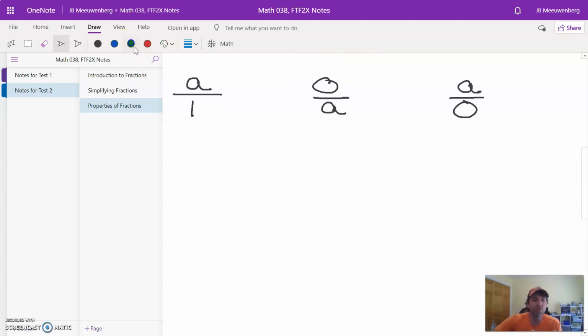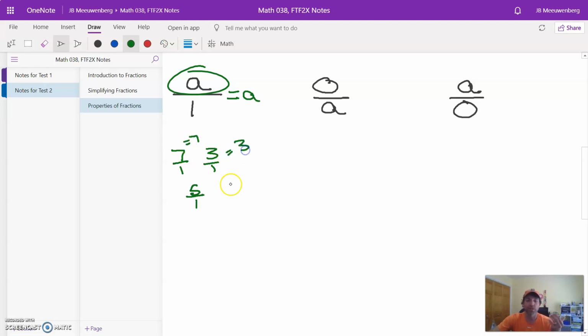So, A over 1 means there's some number, I don't know what it is, but I'm putting it over 1. It could be 7 over 1, 3 over 1, 5 over 1. Anytime you have a number over 1, that means that number divided by 1, and it's always going to be equal to whatever that number is. 7 over 1 equals 7. 3 over 1 equals 3. 5 over 1 equals 5. So when we simplify fractions, that's another thing that we always like to do.